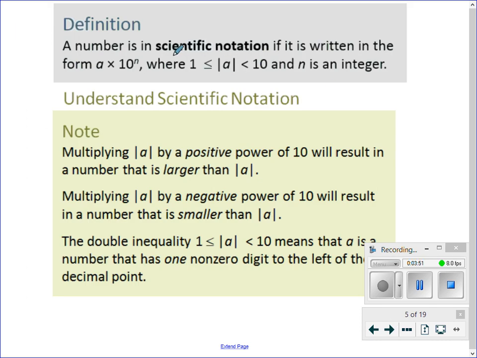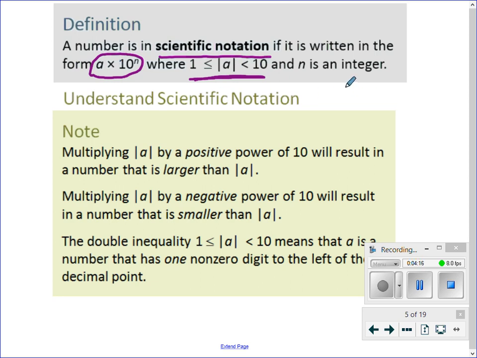Now, scientific notation. Scientific notation is a form of writing things in base 10. It's a number times 10 to the n, where the absolute value of the number is between 1 and 10. So the number is going to be between 1 and 10, or between negative 1 and negative 10. The absolute value just means you take the absolute value of that number.